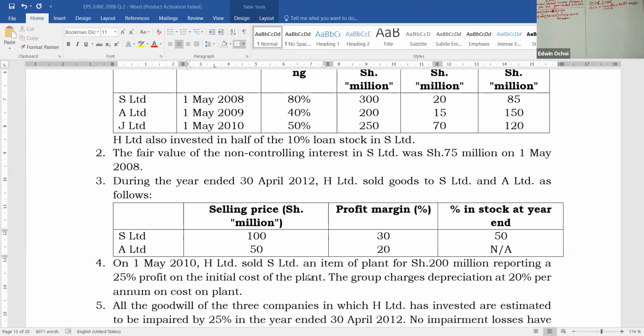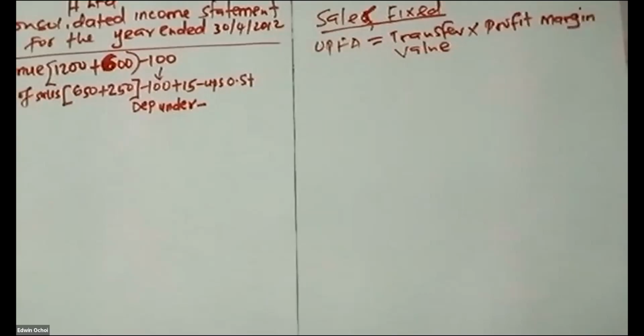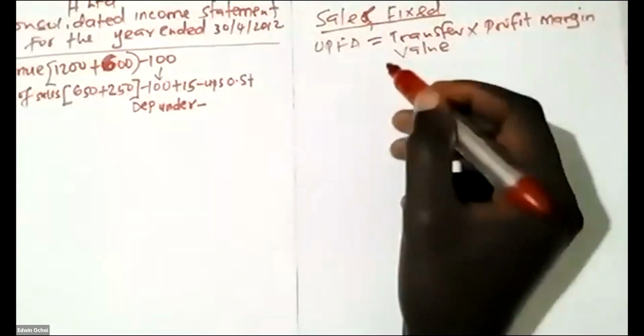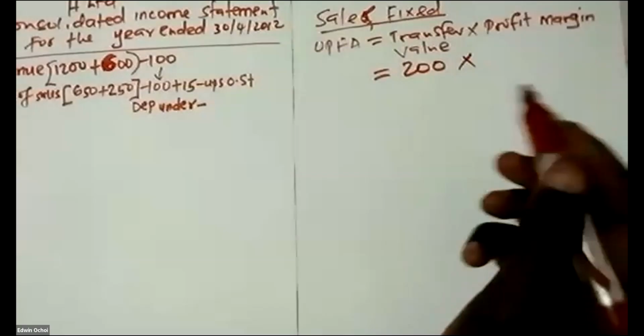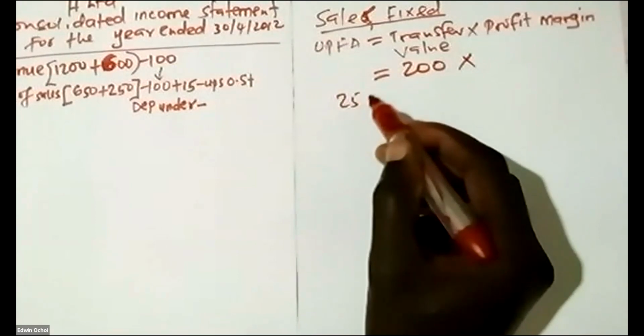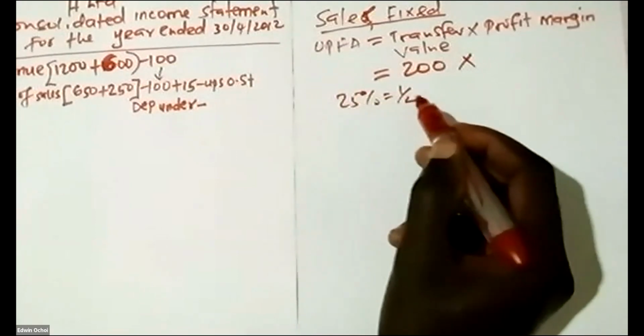So we check the transfer value. The transfer value is 200 times the profit margin. Here you have 25% on initial cost. When they say on initial cost, this means it is markup. Profit on cost is markup, which means I need to change that 25% to margin. So first, this is 200 transfer value times margin. If 25% is markup, this is like a quarter.